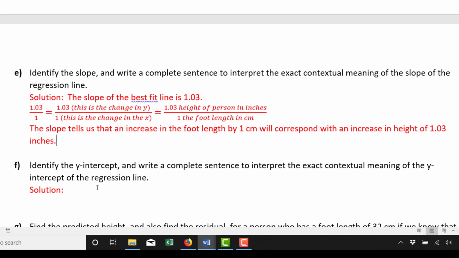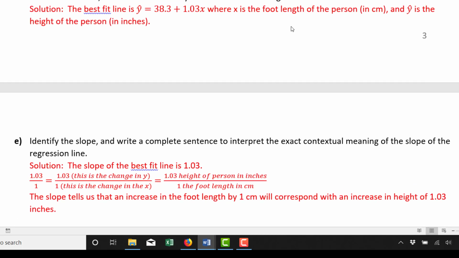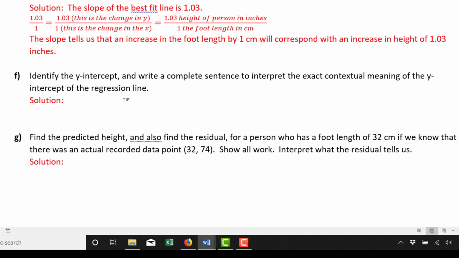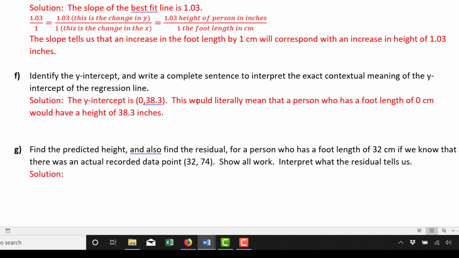Part F then asks us to find the y-intercept. Again, the equation of the line was y hat equals 38.3 plus 1.03x. That's y equals b plus mx. The b is the 38.3, which is the y-intercept. Remember that we write y-intercepts as points. The y-intercept is always the point where the x is equal to 0. So in this case, the y-intercept is (0, 38.3). The point is written (x, y). And we know x represents the foot length in centimeters, and y represents the height of the person in inches. So this point would literally mean that a person who has a foot length of 0 centimeters would have a height of 38.3 inches. Of course, that doesn't make any sense. You certainly can't have a person with a 0 centimeter foot length.